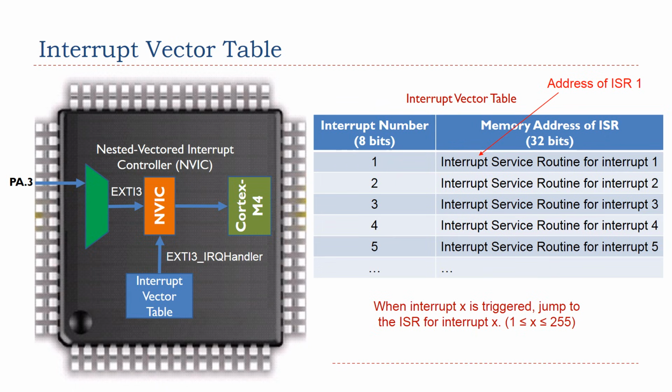Every type of interrupt is assigned a number, called the interrupt number. The interrupt number is used to index into the interrupt vector table. When interrupt X is triggered, the NVIC uses the interrupt number X as the index value to look up the interrupt vector table, finds the memory address of the corresponding interrupt service routine for interrupt X, and forces the processor to jump to and execute this interrupt service routine.